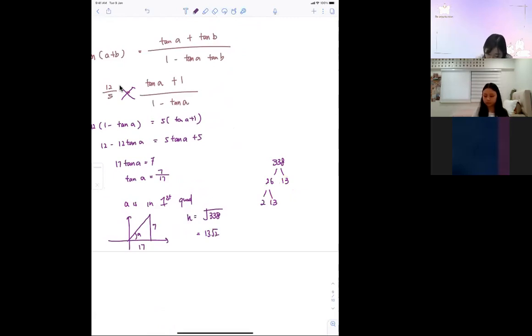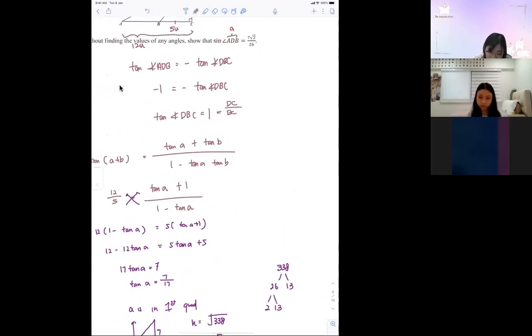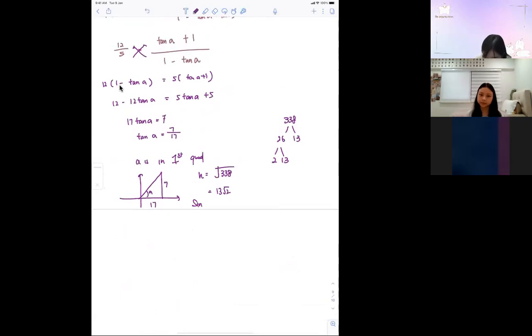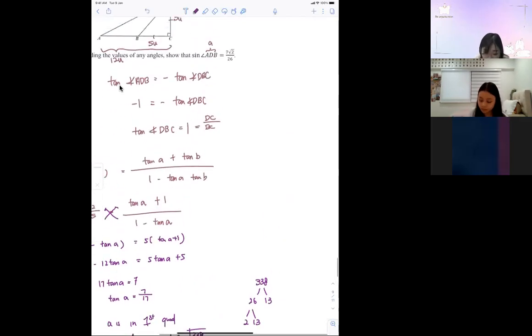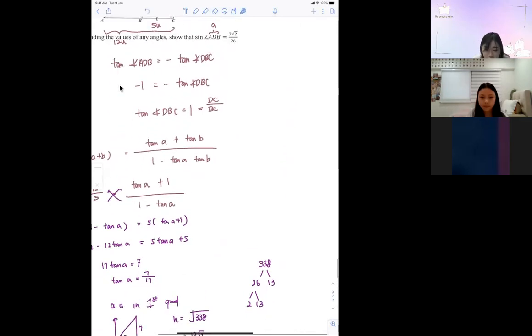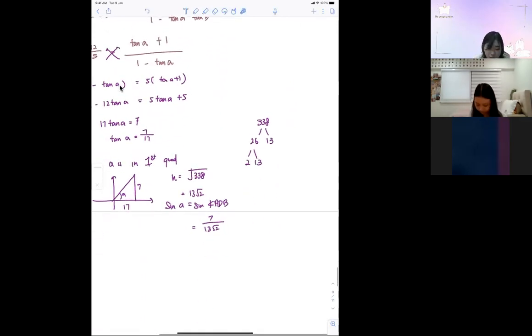So now you want what? You want sine A. So sine A equals sine of angle ADB, which is opposite over hypotenuse, 7 over 13 square root 2. You must show exactly what they want. The square root is not at the bottom. You must rationalize, times square root 2 over square root 2. 7 square root 2 over 26. Shown.